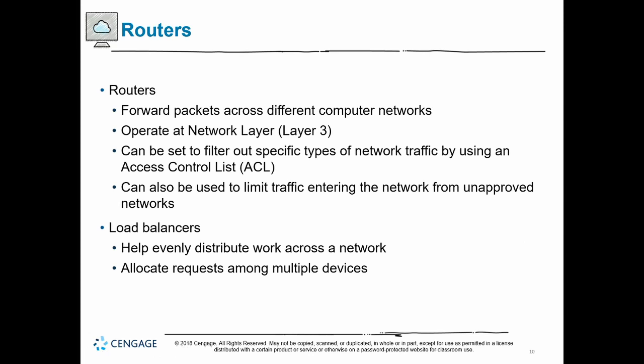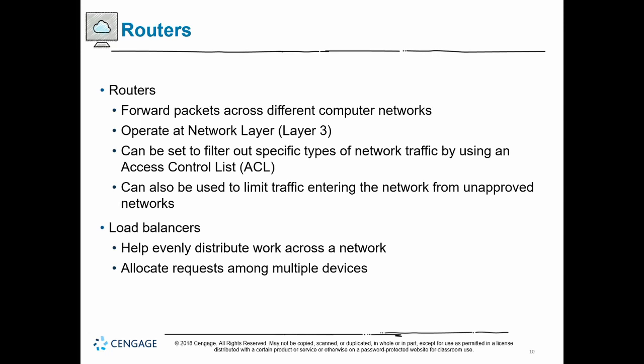So routers work at layer 3. They have access control lists. A router can be set to filter out specific types of network traffic with ACLs, access control lists. A lot of home routers also act as a firewall. Essentially it routes your traffic based on IP addresses and forwards your packets to different networks.